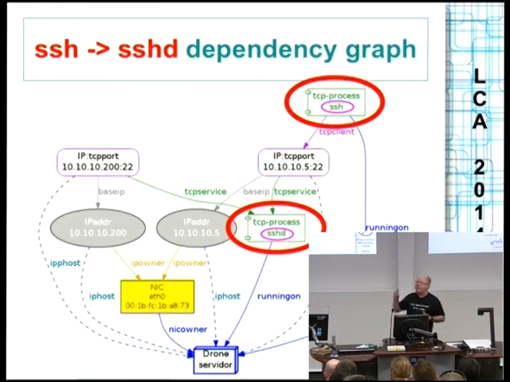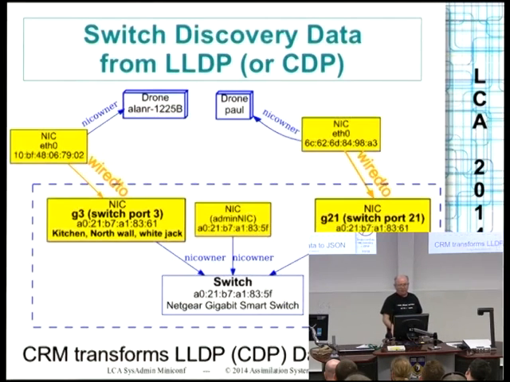So it also creates graphs that look like this. For those of you who don't have the opportunity to see that graph yet, there are NICs on here, there's a server here, IP addresses, IP and port combinations, processes like SSHD that are listening, and processes like SSH that are connecting. So we can actually see a dependency between the SSH and the SSHD that shows up because we've discovered all of this information. I'm really running out of time.